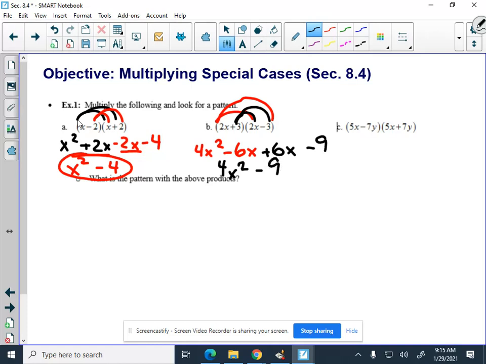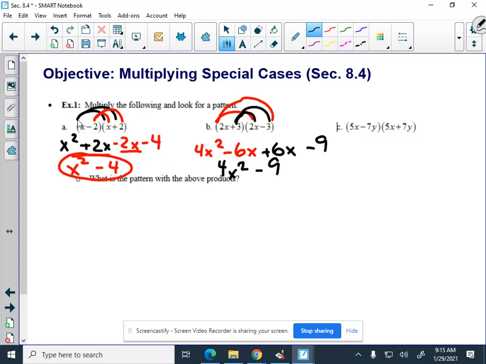Now, let's look at the original. This one's x minus 2. This one's x plus 2. They look the same, except the second term is negative in one and positive in the other. This one, it's 2x plus 3 and 2x minus 3. So when you look over here, 5x minus 7 and 5x plus 7, what do you suppose will happen to those terms in the middle?